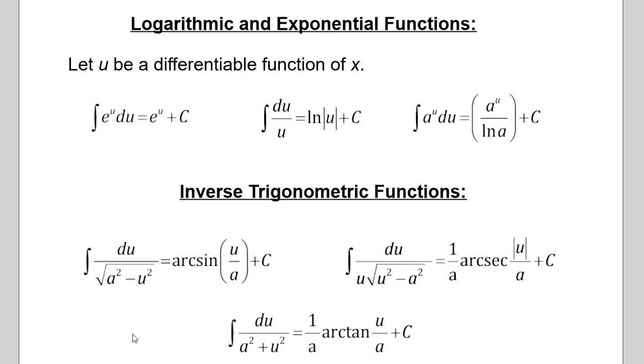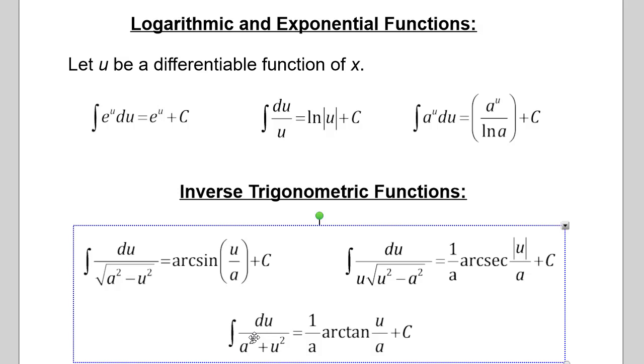But the point is when you see that sum or difference of squares, whether it's just out here alone or perhaps beneath a radical, then you might want to consider whether or not one of our inverse trig functions will fit. And actually, this last one, the integral of du over a squared plus u squared equals 1 over a arctangent u over a plus c, that's going to fit. Okay, so let's see if we can make that work. So how does that fit for us?